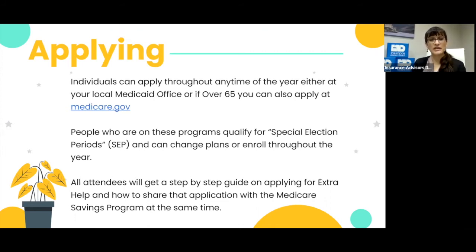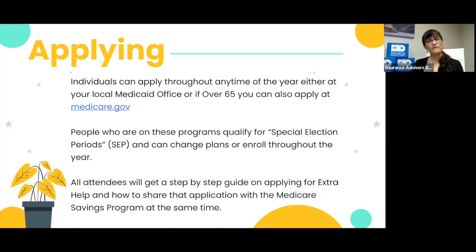People who are on these programs qualify for a special election period, the SEPs, when you're doing your application, and they can change plans or enroll throughout the year. So if you are on Medicaid, any of these levels, QMB, QMB plus, if you are on extra help, if you are on a Medicare savings program, some people, extra help LIS, you are able to switch plans throughout the year, and it's only per quarter. Okay, and you can't do it the last quarter, which is AEP.